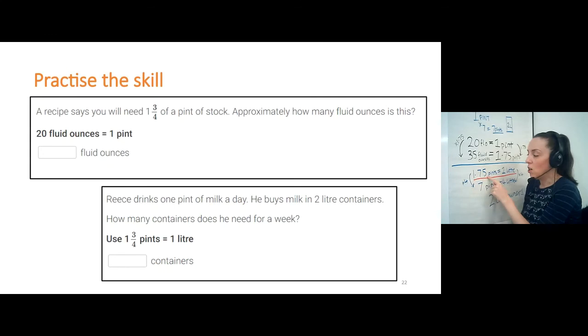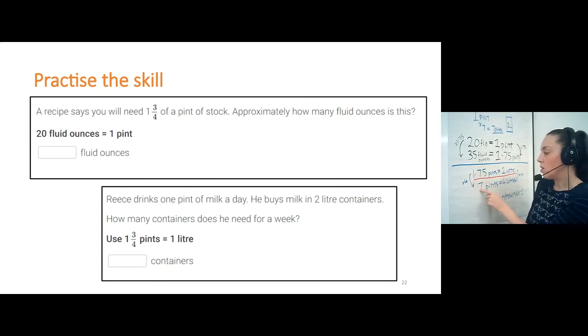Now, as I mentioned, if you're not sure how to get from 1.75 to 7, what we're looking at is a number that you multiply 1.75 by to get to 7. If we're not sure, we could reverse that by doing 7 divided by 1.75, which will tell us that 1.75 goes into 7 4 times. Okay, so if 7 divided by 1.75 is 4, then 1.75 times 4 is 7. So we then know that his 7 pints is equal to 4 litres. And if he buys milk in 2-litre containers and he needs 4 litres, he's going to need 2 containers for the week.